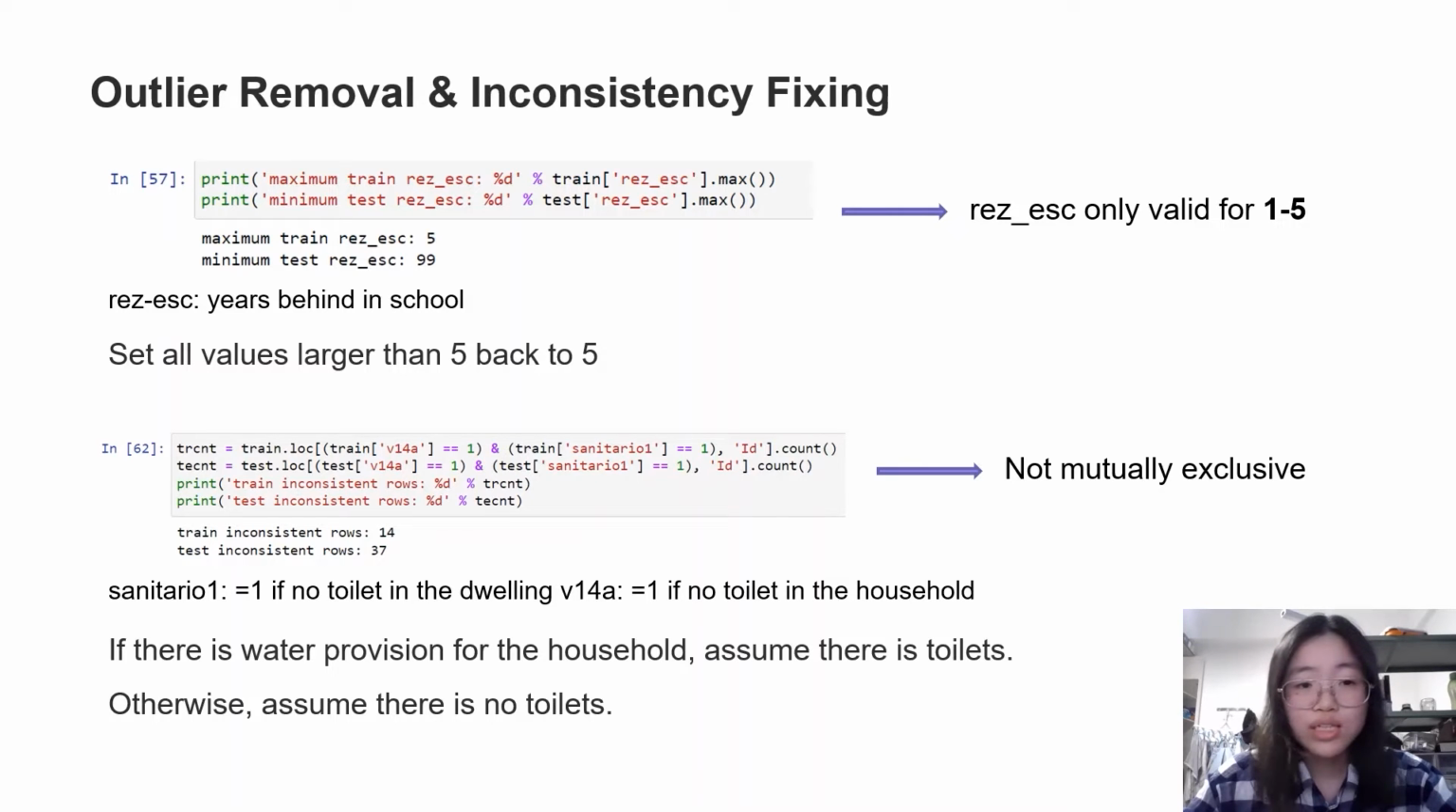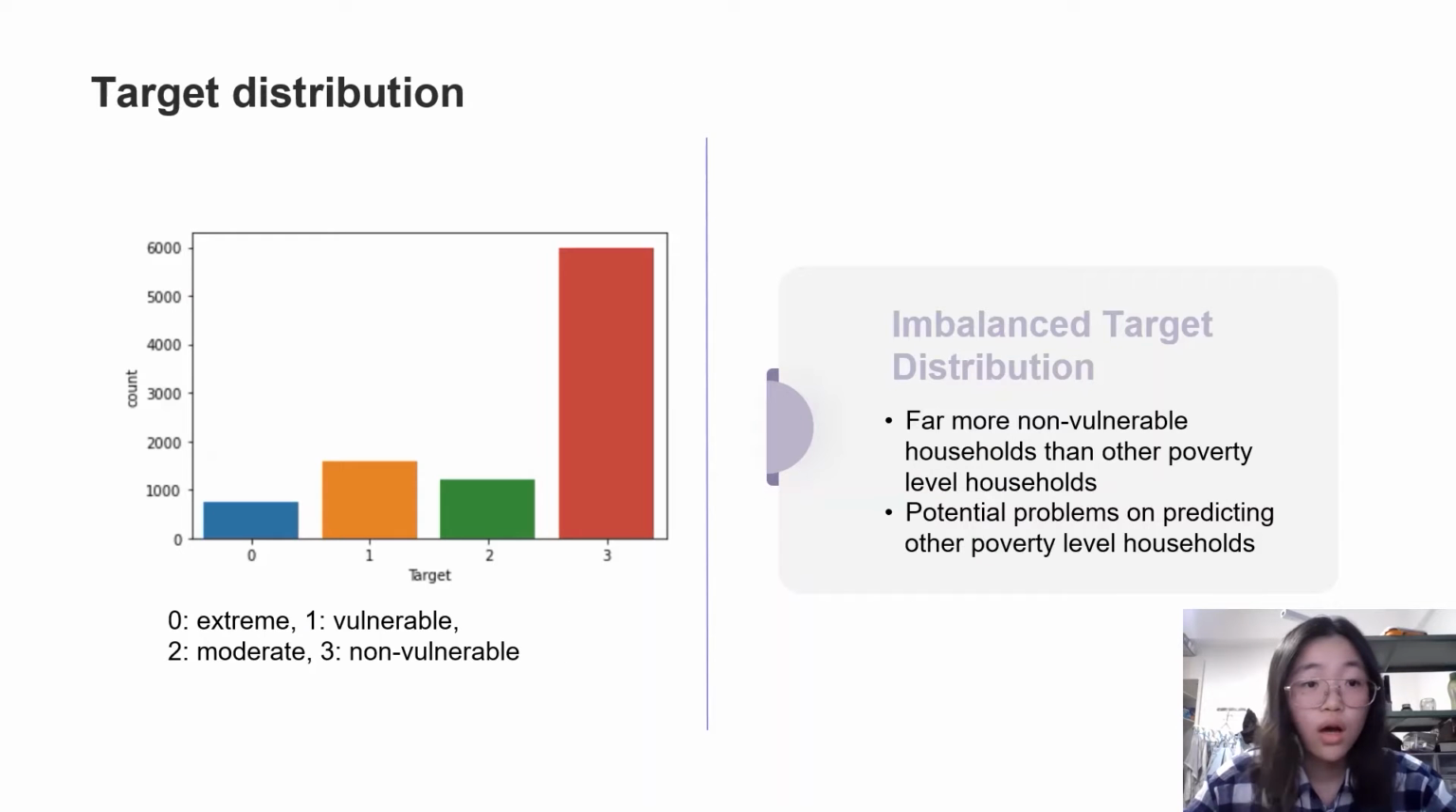We could also notice the existence of inconsistent data, as both the feature sanitario1 and v14a represent the existence of the toilet. Their values are not mutually exclusive. Thus, we fix this by assuming that if there is water provision for that household, there is a toilet. Otherwise, assume there is no toilet. After that, we plot the data to explore its distribution.